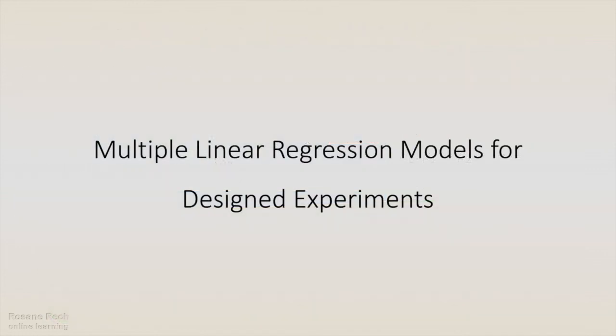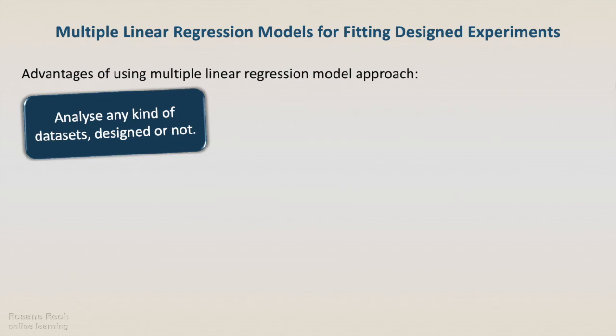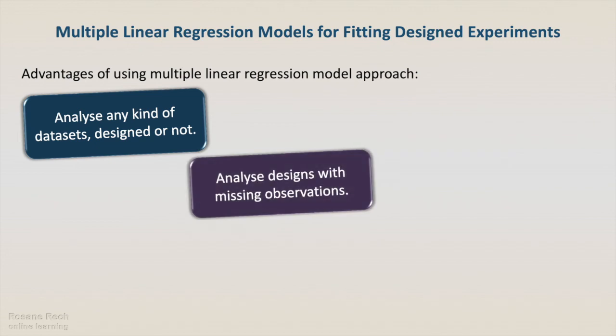We can use multiple linear models to analyze any kind of dataset, designed or not. In the case of designed experiments, the multiple linear regression model approach has several advantages over the traditional analysis of variance. Suppose that we have a missing observation in a 2 to the power of k design. It can happen for several reasons. We cannot use the traditional analysis of variance with a missing observation, since we don't have the results for one of the treatments. However, we can still analyze the experiments by the regression approach.